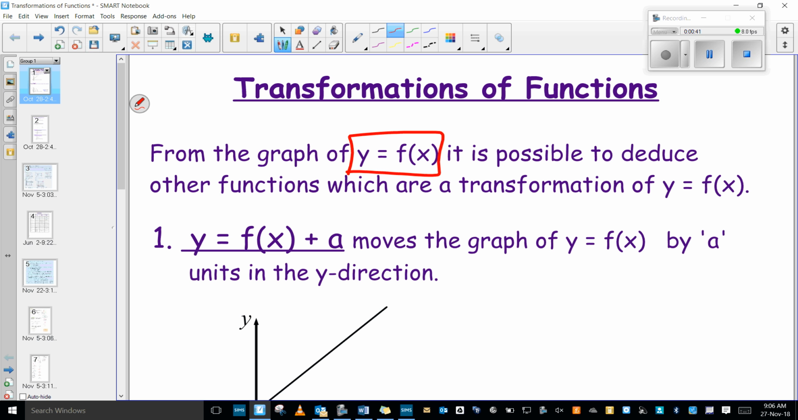So, first thing we're going to look at is our original y equals f(x) plus a value. I've actually told you what's going to happen to it, which is a bit annoying. So it moves the original graph by a units in the y direction. In other words, it's going to move it up or down.